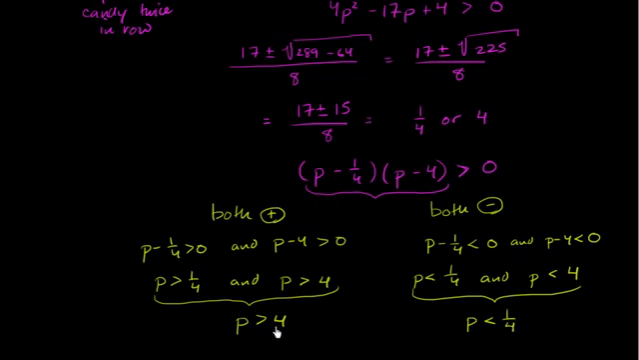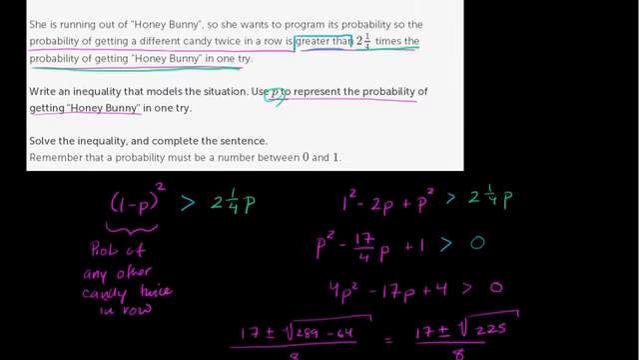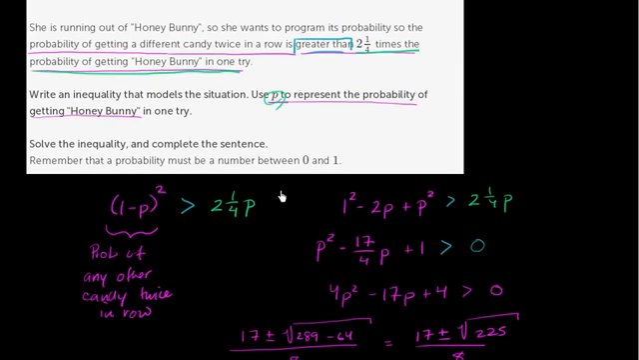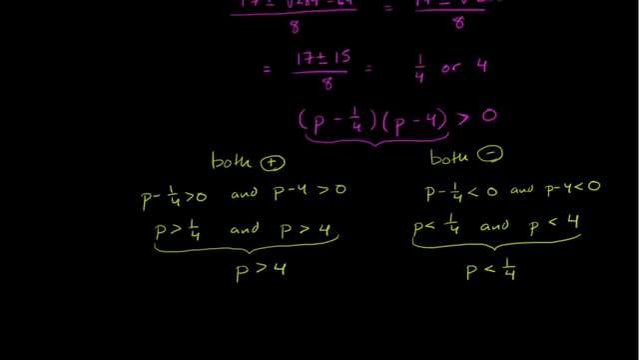So which one do we go with? P needs to be greater than 4, or p needs to be less than 1/4? Well, we need to remind ourselves that we're talking about a probability. To go back to the original problem, we're talking about a probability of someone getting honey bunny in one try. A probability must be between 0 and 1. So the probability having to be greater than 4, well, that just doesn't make any sense. That doesn't make any sense in the context of this question. So we have to go with the probability of getting honey bunny needs to be less than 1/4, or less than 0.25, which makes complete sense.